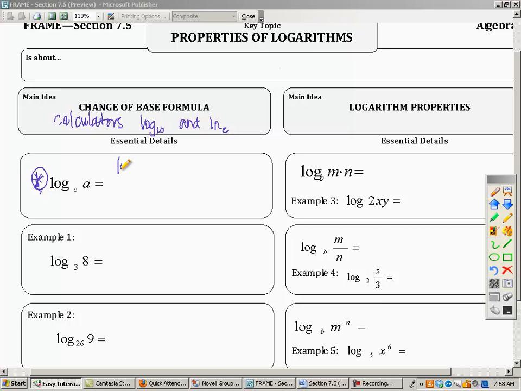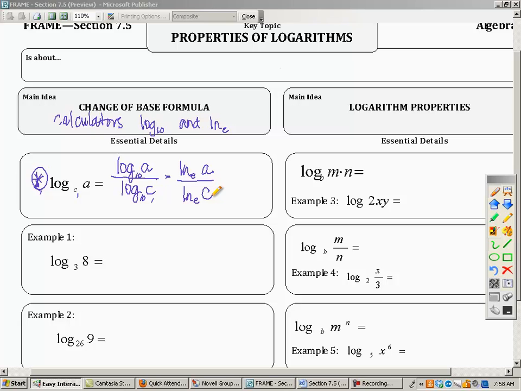The way it works is we take the log of the big number, so the log of A, and we divide it by the log of our base, which is C. So the way I remember it is the base goes on the bottom. But you can do this by changing your base to a log base 10, or I could change it to a natural log, where I take the natural log of A and divide it by the natural log of C. And so you can do either of these in order to do a change of base. It doesn't matter, you'll get the same decimal in the end.